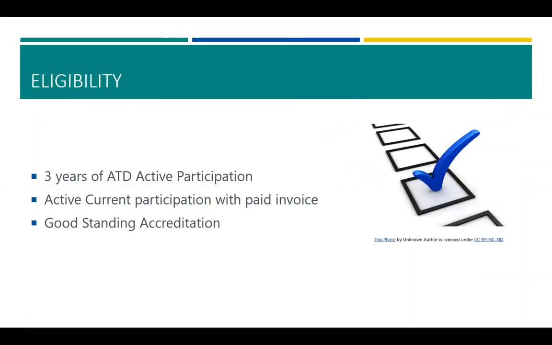For eligibility to apply, colleges must meet the following criteria: completion of at least 3 years of active participation in ATD, active ATD participation in the current year, which also includes the payment of the 2018-2019 invoice, and your college must be in good standing with the accrediting agency and not on a warning or probation.